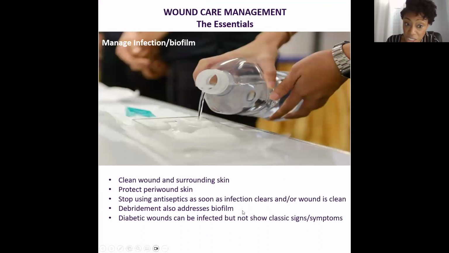So some tips for cleaning a wound: make sure you clean the wound and the surrounding skin. Protect the peri-wound skin if you're using harsh chemicals such as Dakins or acetic acid. Stop using antiseptics, as I just mentioned, as soon as the infection clears. Debridement can also address biofilm, and diabetic wounds can be infected, but they may not show the classic signs and symptoms because, we know, the immune response is inhibited when you have diabetes.